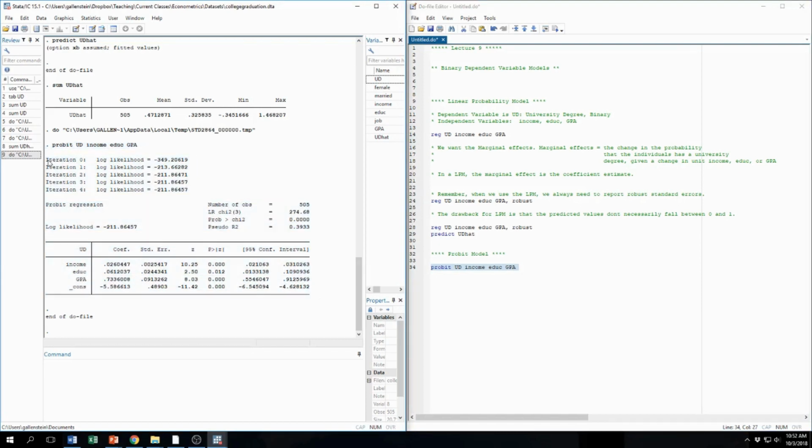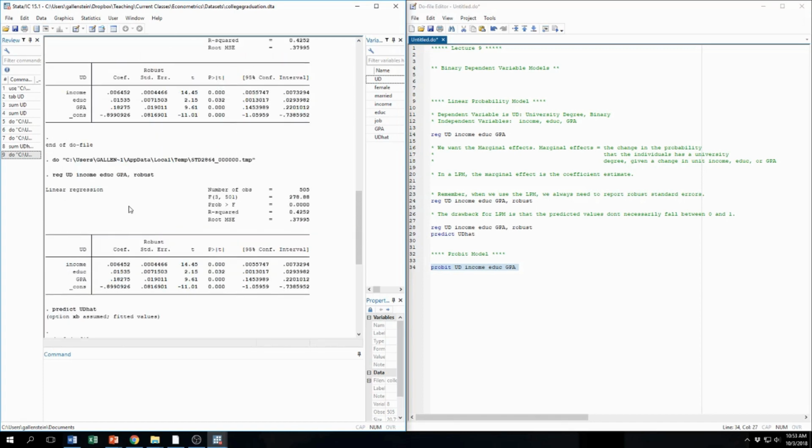First, we have this log of iterations. This has to do with how the computer is solving the maximum likelihood function. It's different than how it solves for ordinary least squares, but we're not going to focus on this right now. It says probit regression instead of linear regression. So okay, here's an example of our results from the linear probability model.